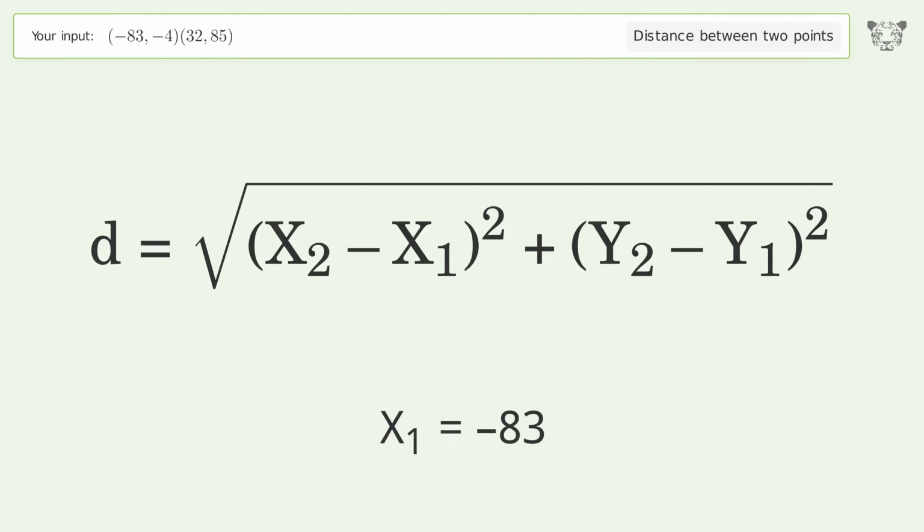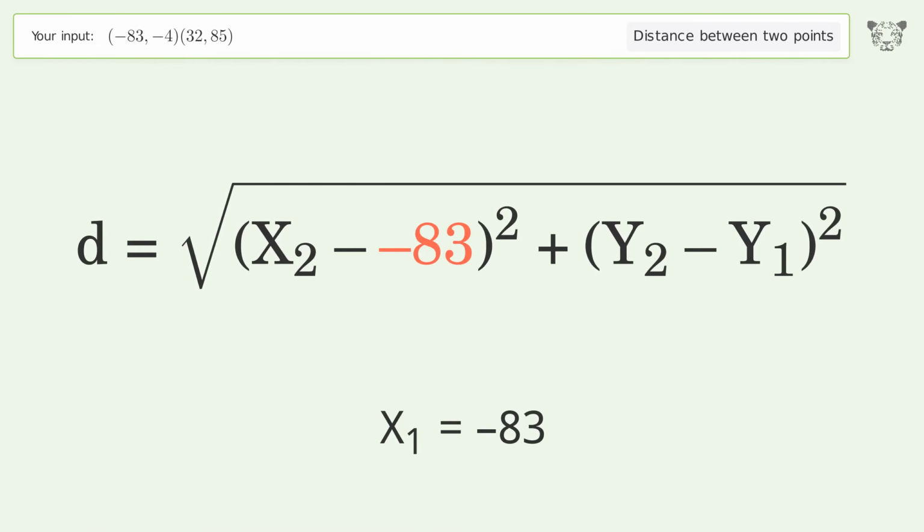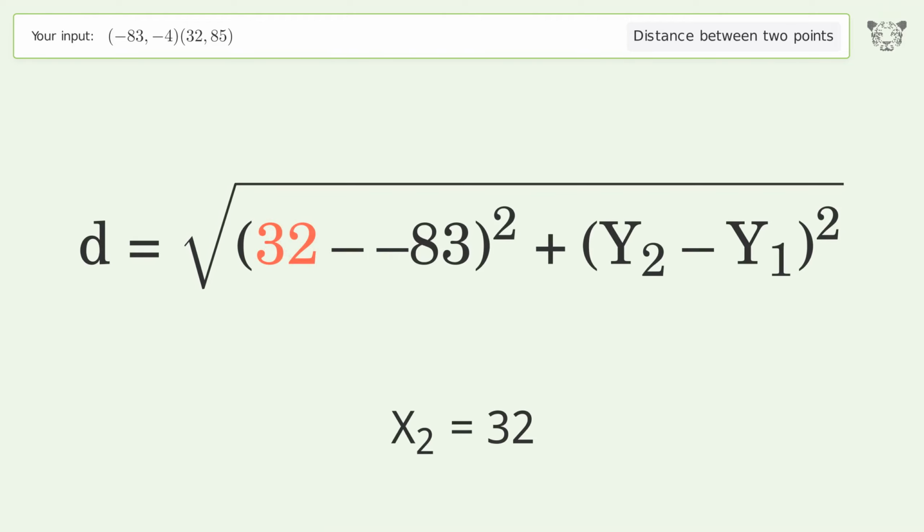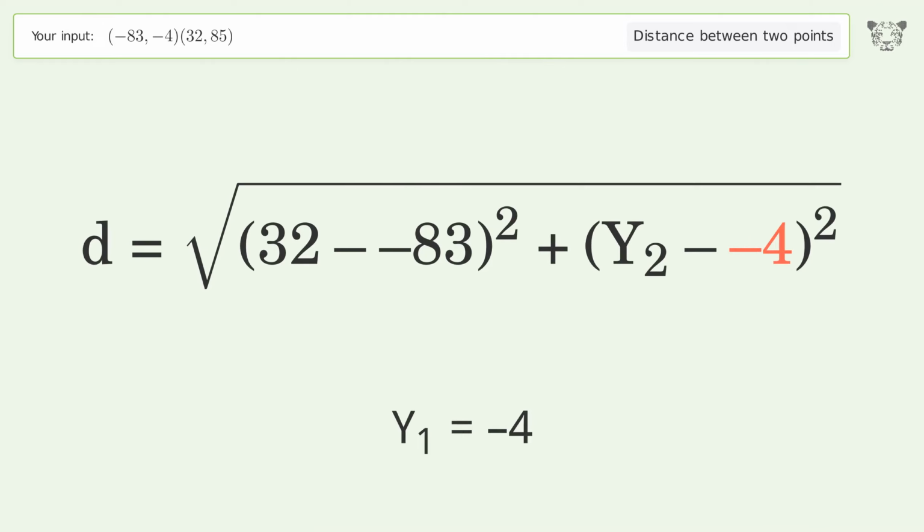x1 equals -83. x2 equals 32. y1 equals -4. y2 equals 85.